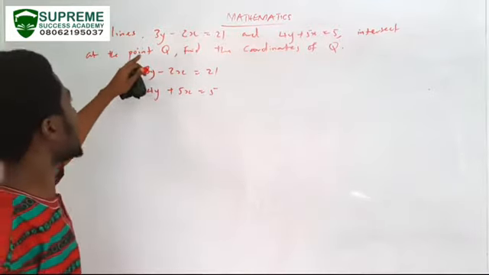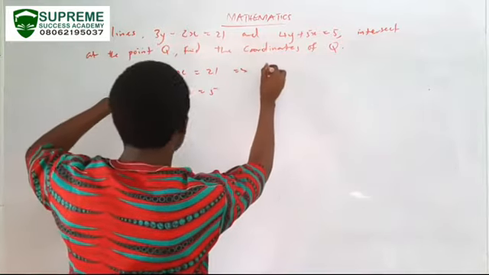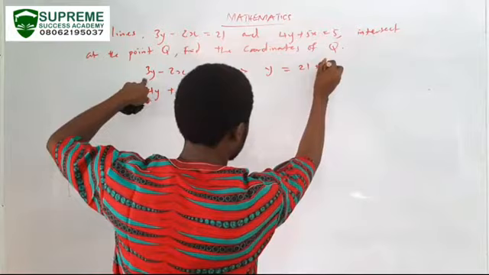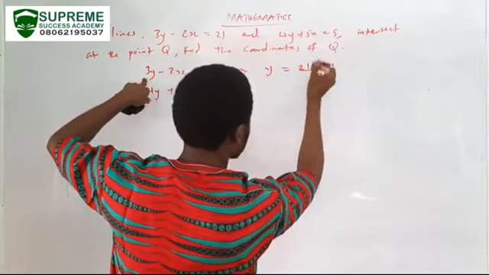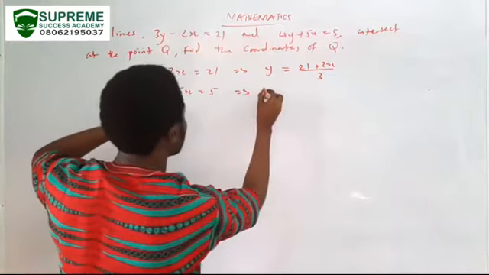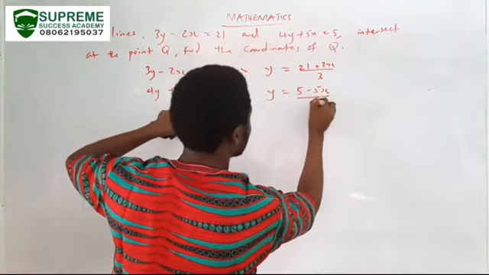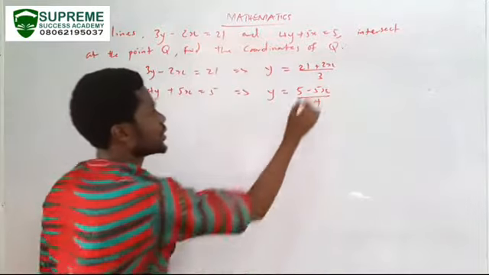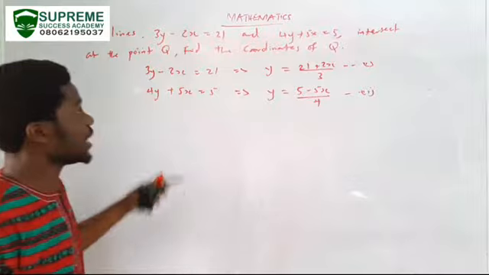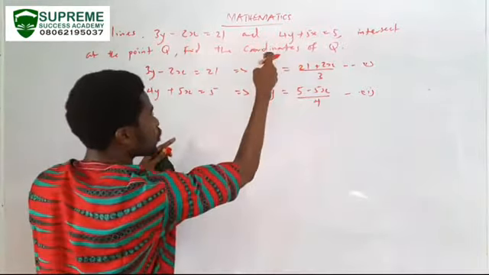Now, if they intersect at this point, what does that imply? That implies making y the subject of the formula: y equals 21 plus 2x divided by 3. Do you understand that? Bring this one to this side, divide by 3. Then this one also, y will be equal to 5 minus 5x divided by 4. These will be the two equations. You call this one equation 1, then you call this one equation 2. If they intersected, it means it is the point where this y equals this y.